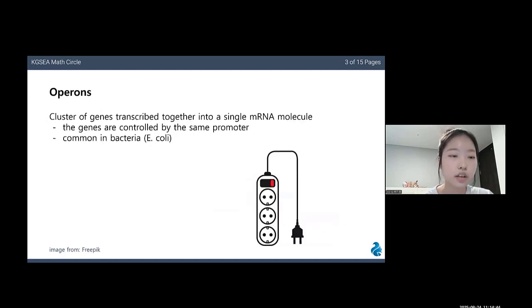So what is an operon? It is a cluster of genes that are all controlled by one promoter, which are transcribed into one mRNA. Think of it like a power strip. You plug in several things, but there's just one switch to control them all. This system is common in bacteria like E. coli for its development through coordinated gene expression.